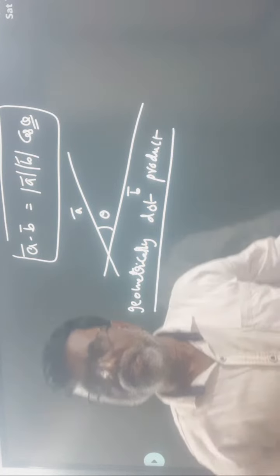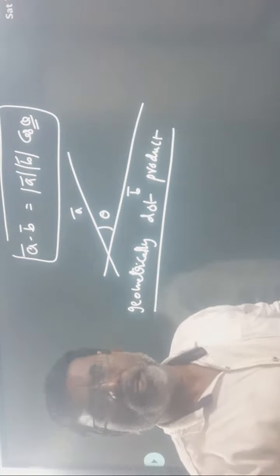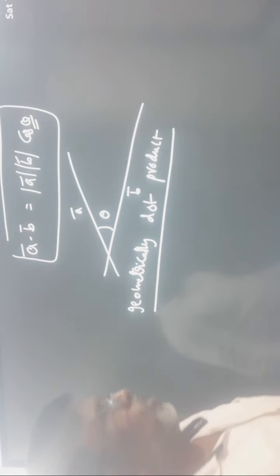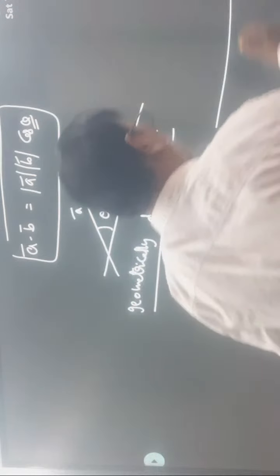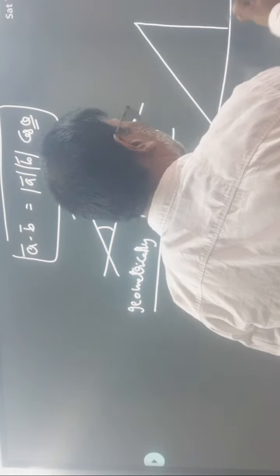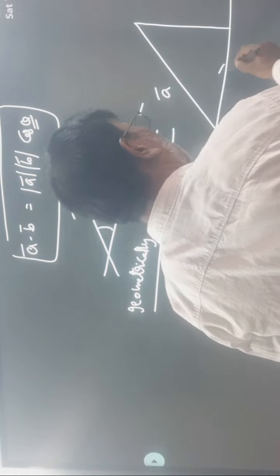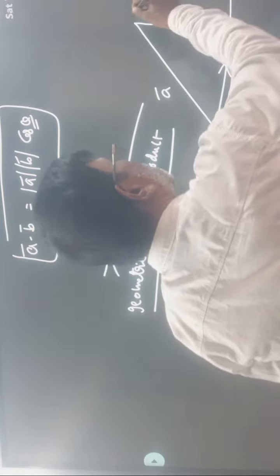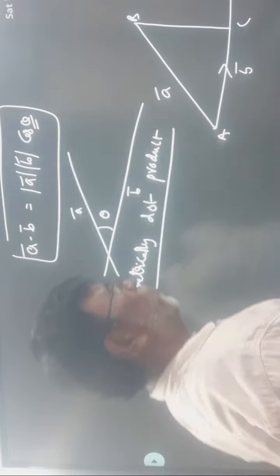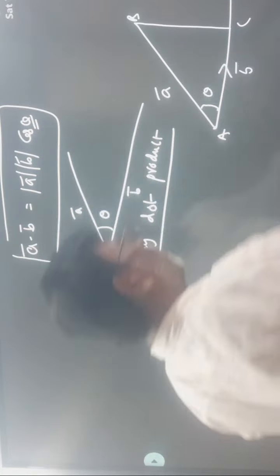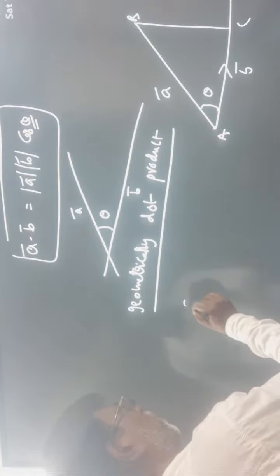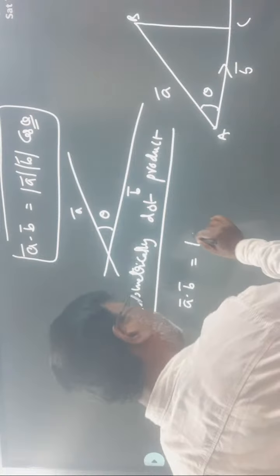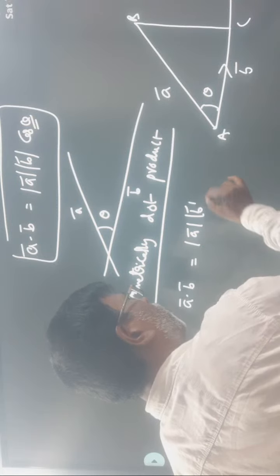Suppose the dot product concept is like this. Geometrically, suppose a vector is given like this. This is A bar and this is B bar. Suppose this is A, this is B, and this is C. If this is theta, what is A dot B according to the formula? A dot B equals A bar B bar cos theta, that is the formula.